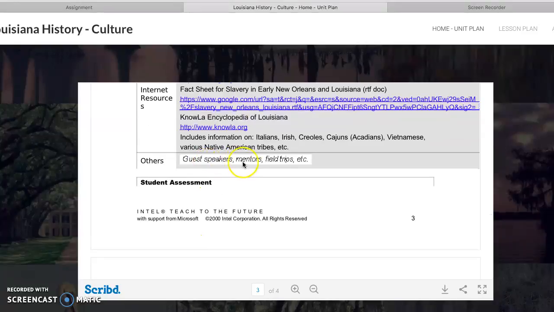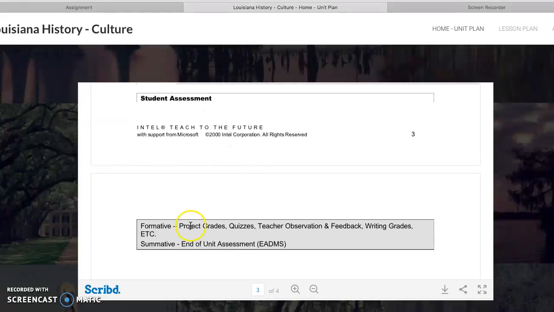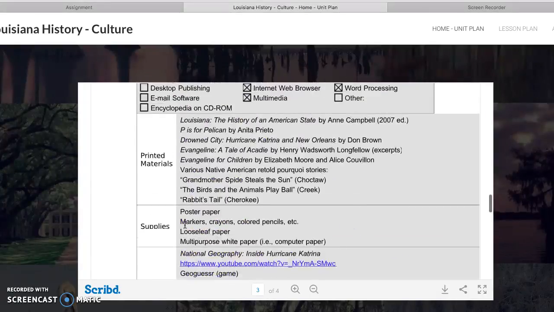I didn't put it on here, but field trips. We try to take a field trip to Honey Island Swamp, but usually we end up doing it way after the physical geography unit, but then we incorporate some of the physical geography into the Honey Island Swamp trip. And then assessments: formative are going to be project grades, quizzes, observation and feedback from me, writing grades, etc. Summative is the end of the unit assessment, which is the EDIMS test that comes every 9 weeks.